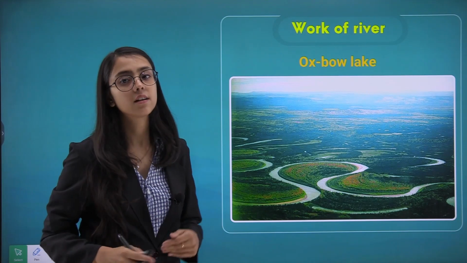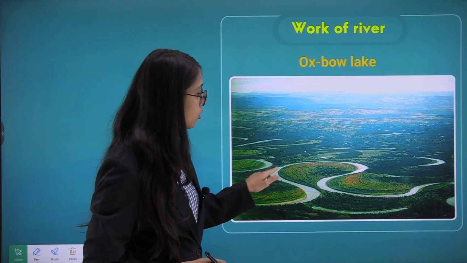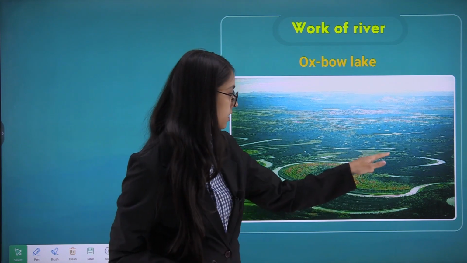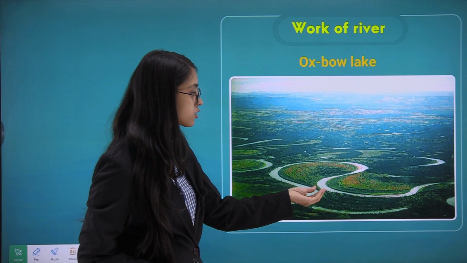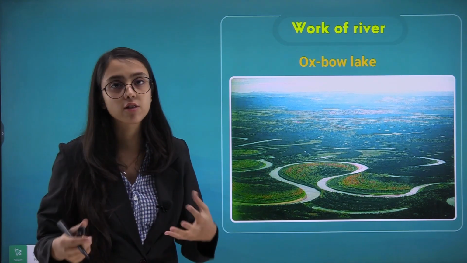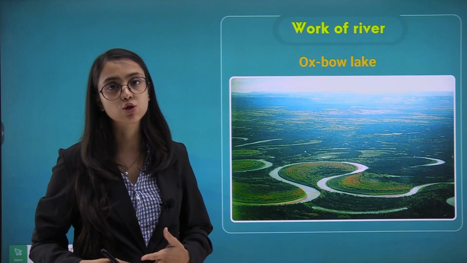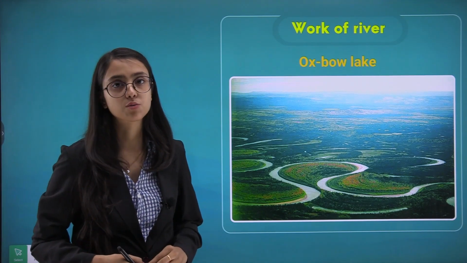Now, here is an example of an oxbow lake. Do you see that a lot of twists and turns are there, and soon, for example, if this part of the river cuts itself from the river due to the process of sedimentation and deposition, this is known as an oxbow lake.